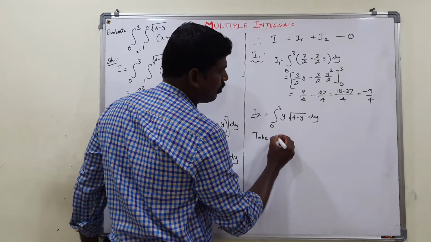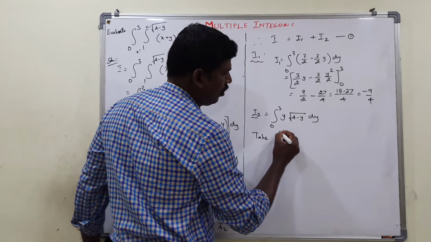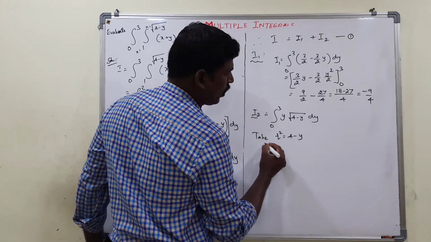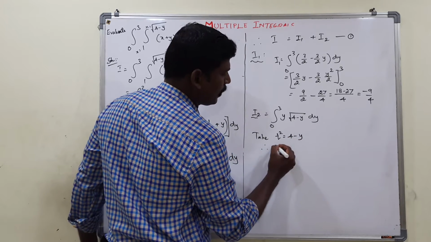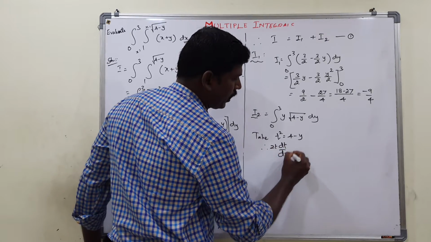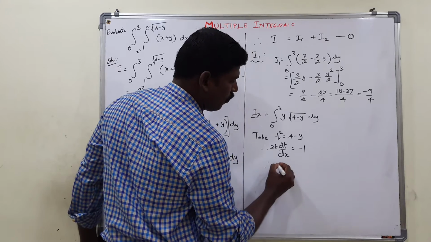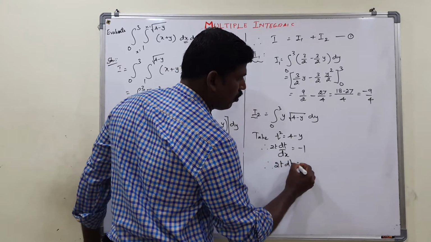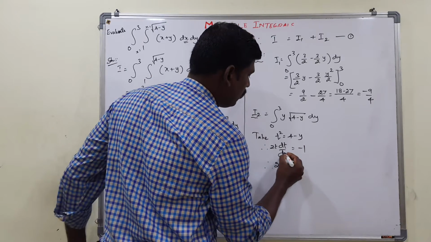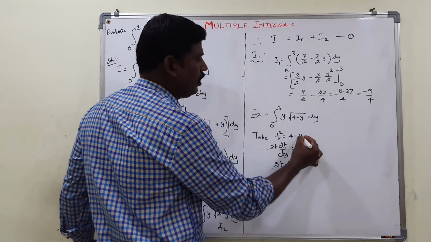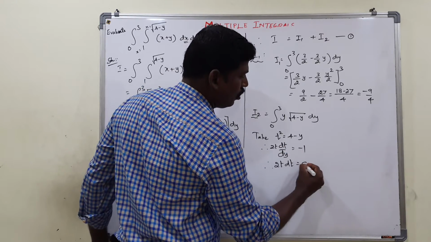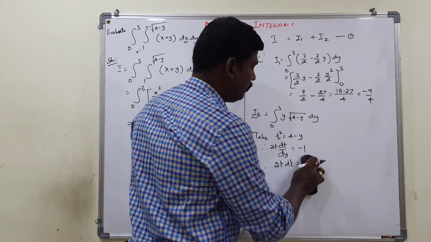Take t square equal to the term inside the root, so 4 minus y. So what is the derivative of t with respect to y? 2t dt by dy is equal to minus 1. Therefore 2t dt equals minus dy. The variable on the right hand side is y, that's why I am differentiating with respect to y. So 2t dt equals minus dy, isn't it?